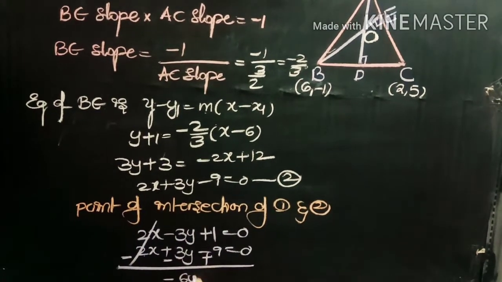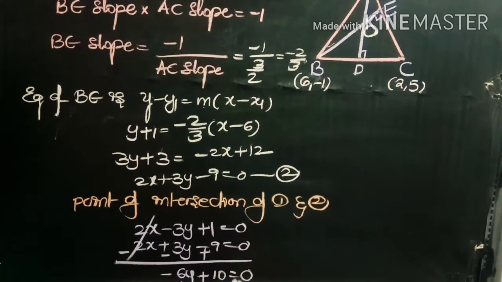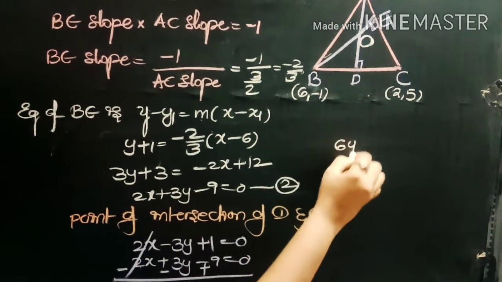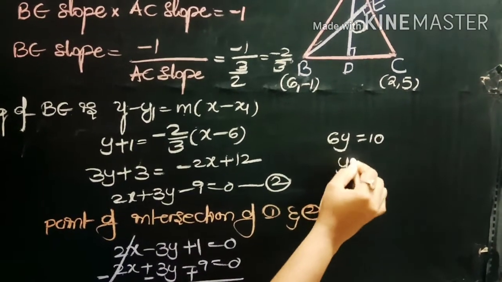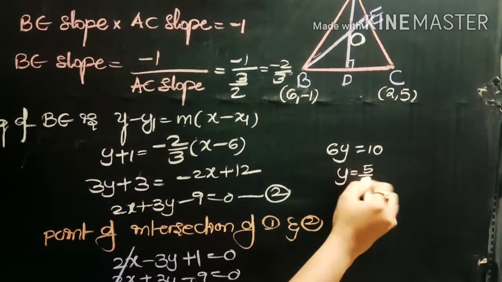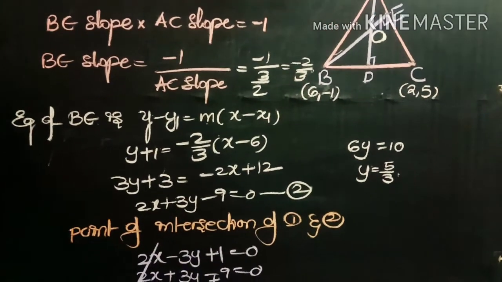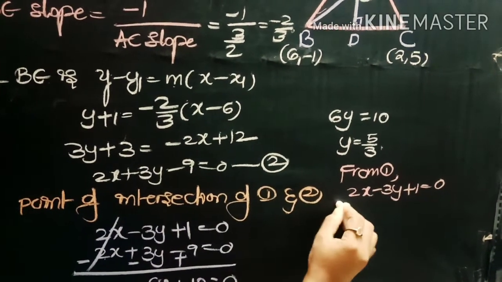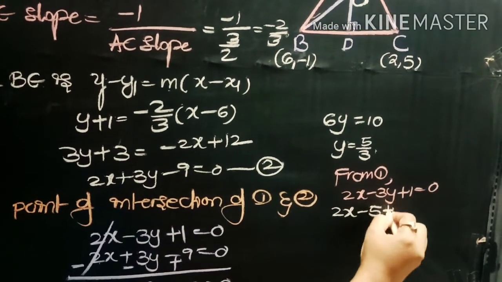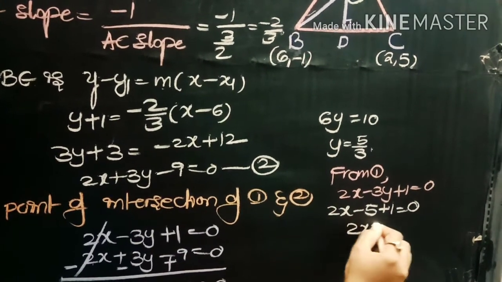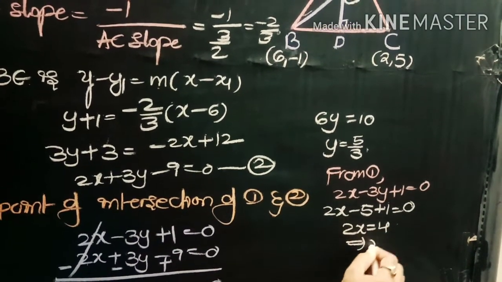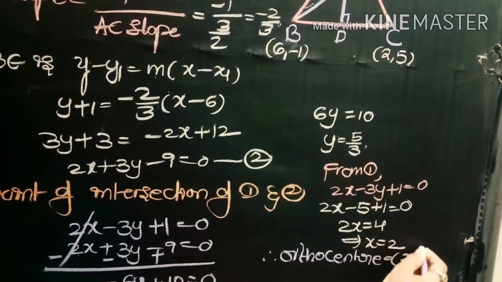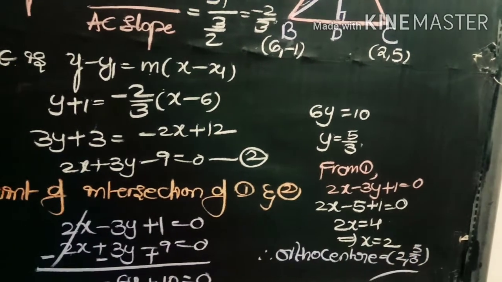Now this is minus 6y plus 10 equal to 0. Then 6y is equal to 10. Then the value of y is equal to 10 by 6, that is 5 by 3. Now replacing this value in the first equation. From equation 1 we have 2x minus 3y plus 1 equal to 0, that is 2x minus 5 plus 1 equal to 0. 2x is equal to 4, then the value of x is equal to 2. Therefore orthocenter is equal to 2 comma 5 by 3. That's all.